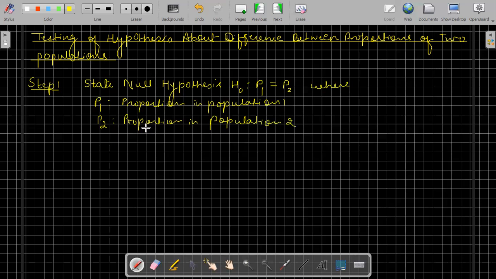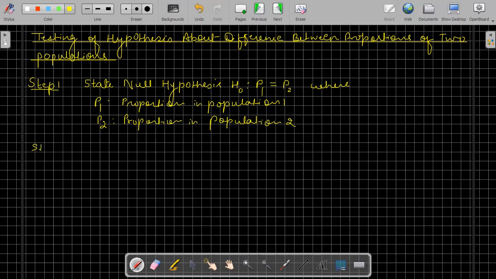Here proportion means the percentage of a particular thing, percentage or number. If a number is given, then we have to find the fraction by dividing that number by the total number of elements in the population. That will give us the proportion of that particular thing in that population. Or a percentage is itself a proportion, so we need not divide it by any number. So first we state the null hypothesis, and the null hypothesis is always about no difference, that there is no difference between the proportions obtained from the two populations.